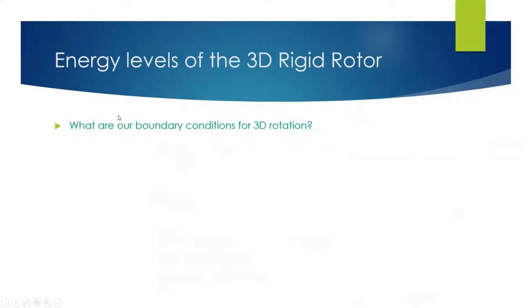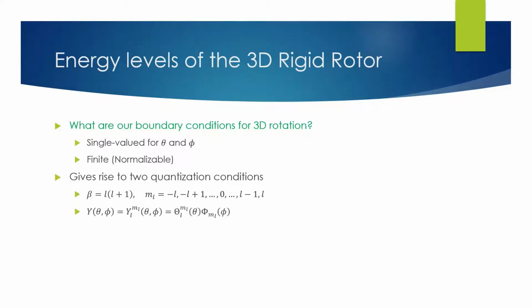So now I want to go over pretty briefly the energy levels of the rigid rotor. We talked about these last time, and I'll just mention them again here. Remember that the boundary conditions for our 3D rotation are that our functions have to be single valued for theta and phi, and we also have to be normalizable over our dimensions. So this gives rise to the following quantization conditions, where our beta, which remember is our energy, is dependent on the quantum number L times L plus 1. Again, only the quantum number L, which is a quantization of the angular momentum for these modes.